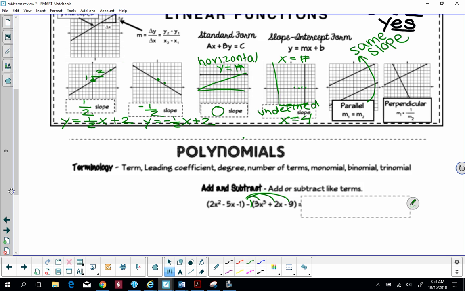So what happens with this 3? What does it become? Negative. What does this become? Negative 2x. And what does that become? Positive 9. Do I change the sign to the first one? No, so I'm just going to rewrite it. Remember, if it's positive, you can still put the 1, but it's not going to really change anything.